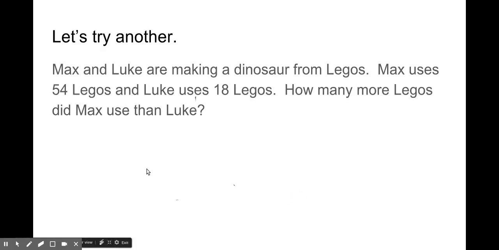Max and Luke are making a dinosaur from Legos. Max uses 54 Legos and Luke uses 18 Legos. How many more Legos did Max use than Luke?